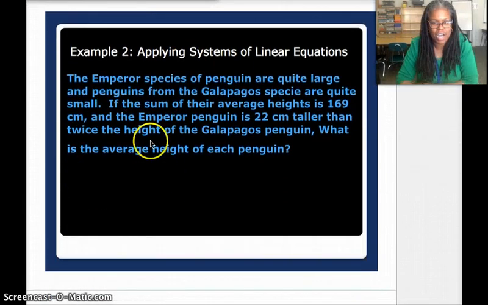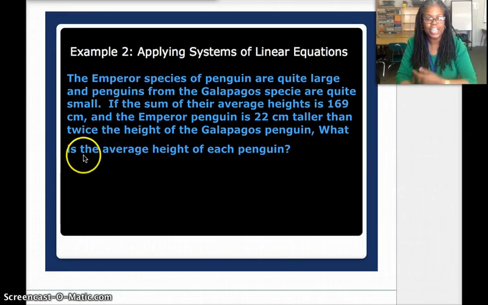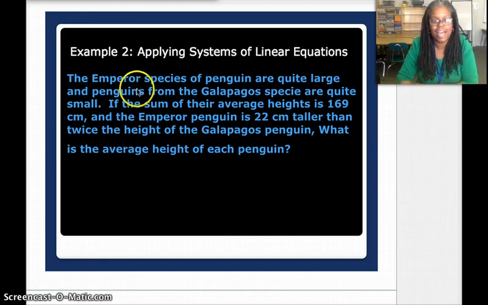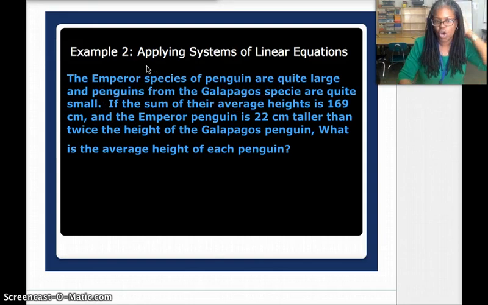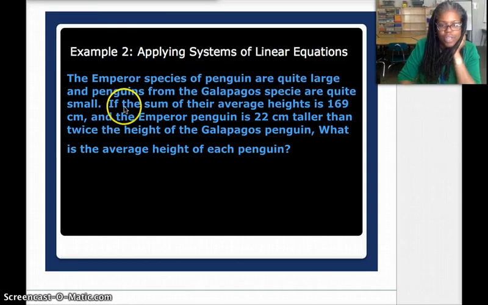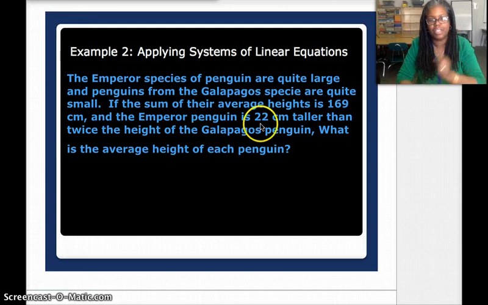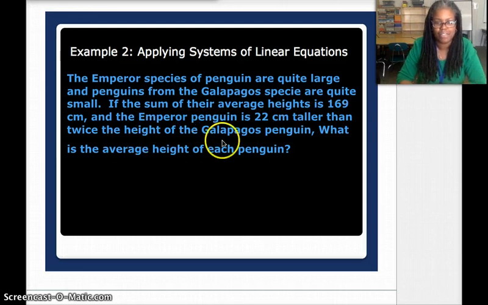Okay, so this last problem is basically an opportunity for us to practice our skill with solving systems of linear equations, but we're going to do it given some information in a word problem. So when you read through this, we've got an emperor species of penguins and the Galapagos species. The emperor species are large, the Galapagos species small. What we have is now some information. So if the sum of their average heights is 169 centimeters, and the emperor penguin is 22 centimeters taller than twice the height of the Galapagos penguin, what is the average height of each penguin?